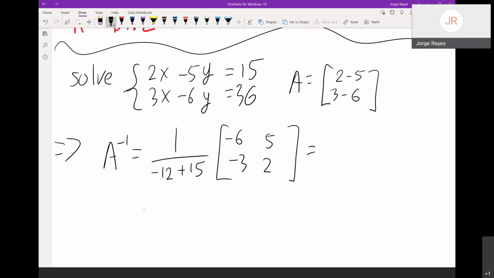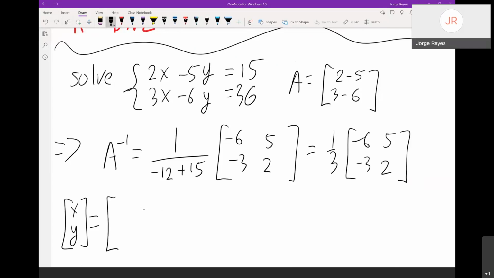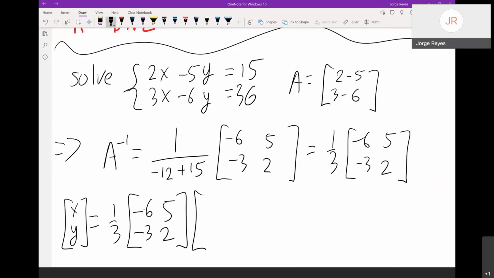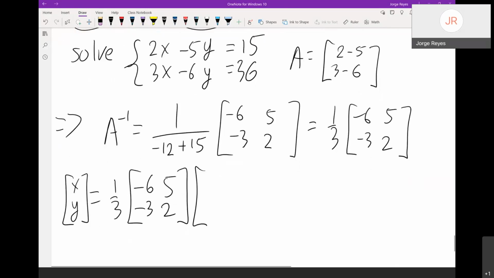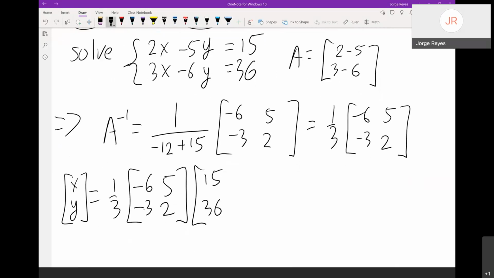So when you figure this out, you're going to get 3. So 1/3, negative 6, 5, negative 3, 2. And then you know the answer, right? The answer x, or I guess if you want to do xy, is going to equal the inverse. So 1/3 negative 6, 5, negative 3, 2 times this thing. So 1536. And ta-da, you're theoretically done. Now you just actually have to multiply.